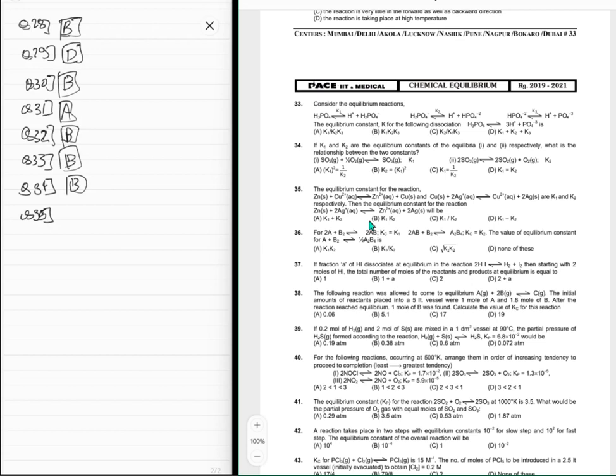Zinc solid plus copper. Okay, fine. If the equilibrium constants for these two reactions are K1 and K2, then the equilibrium constant for this reaction, I just expected this, it just has that copper 2 plus gone. If you add these two reactions, the copper 2 plus and copper will just be gone, and you will get the desired reaction. So it's just K1 times K2. So B. And here you don't have to worry about phases and all of that because it will work out anyway.